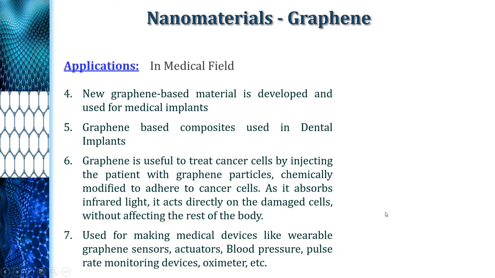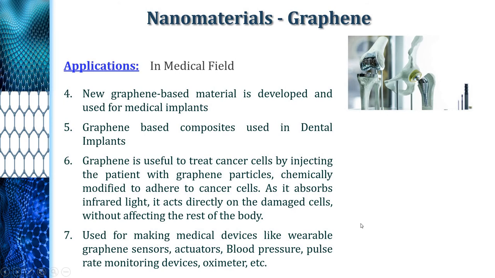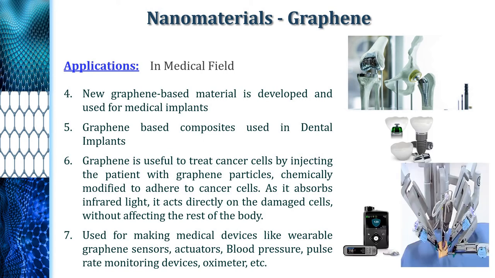It is also used for making medical devices like wearable graphene sensors, actuators, blood pressure and pulse rate monitoring devices, oximeters, etc. So these are some of the applications of graphene in the medical field. The dental implant is shown here, where graphene is made use of.